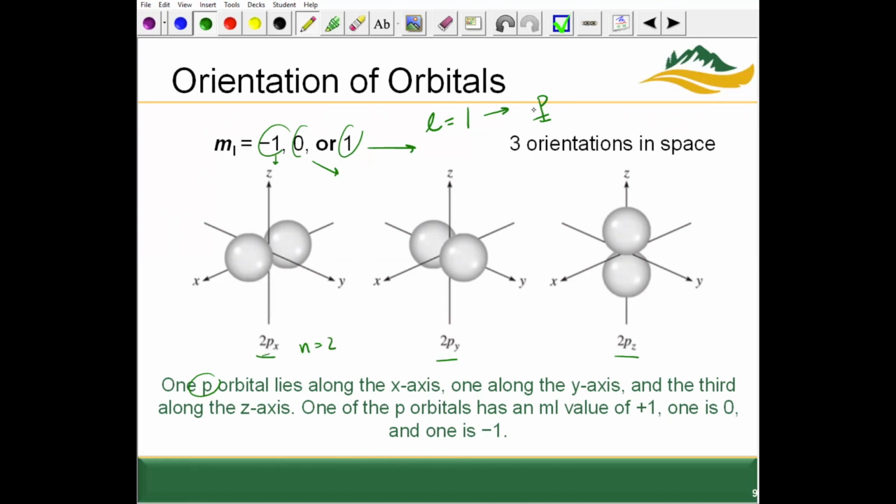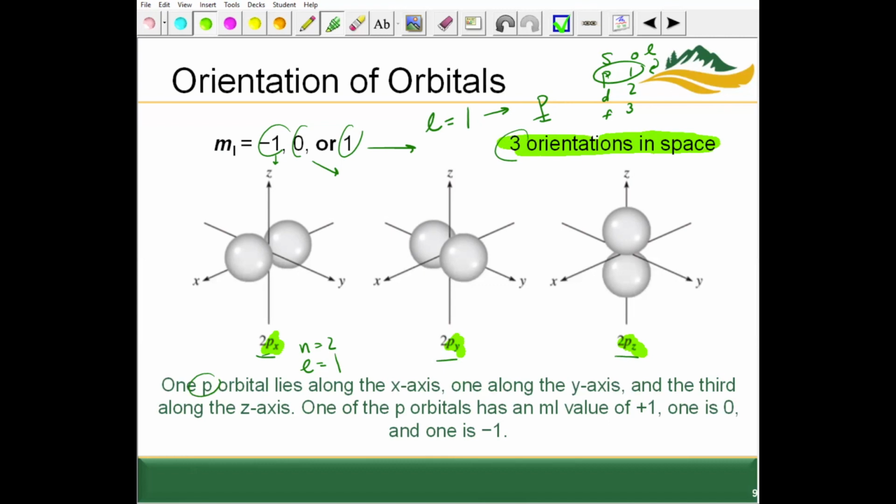Then for the p orbitals, that's an l value equivalent to 1. Get really used to writing out S, P, D, F, 0, 1, 2, 3. For a p orbital, l is equal to 1. So those are p orbitals. They have 3 different orientations in space, again, a px, py, and pz.